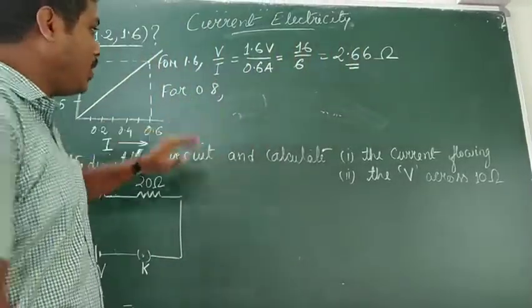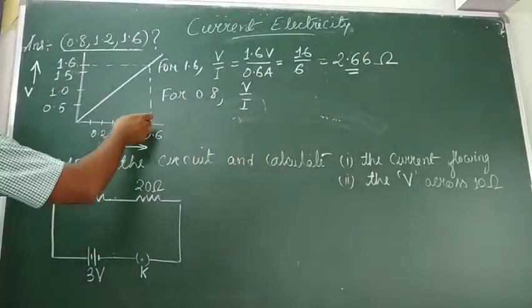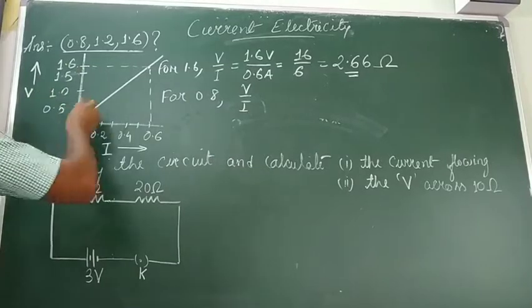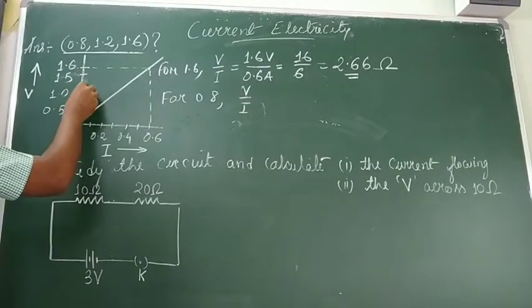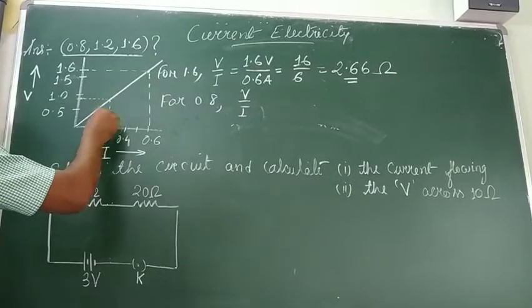For 0.8 volt, if I again calculate the V by I ratio, so for that what we have to do, you have to take one point from here. This is 0.5 to 1.0, so 0.8 will be somewhere here. So you have to draw a perpendicular line here, then you can draw a perpendicular line from there.